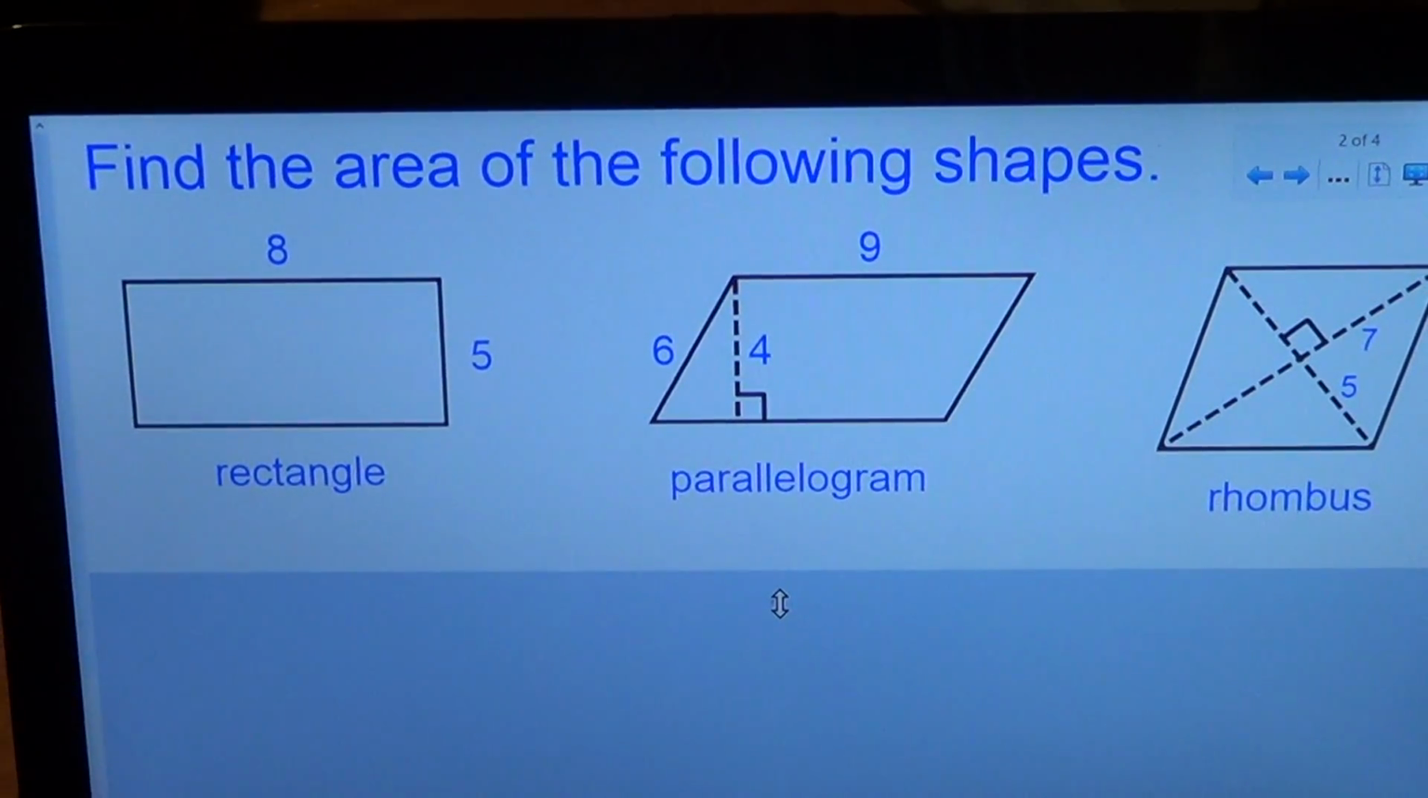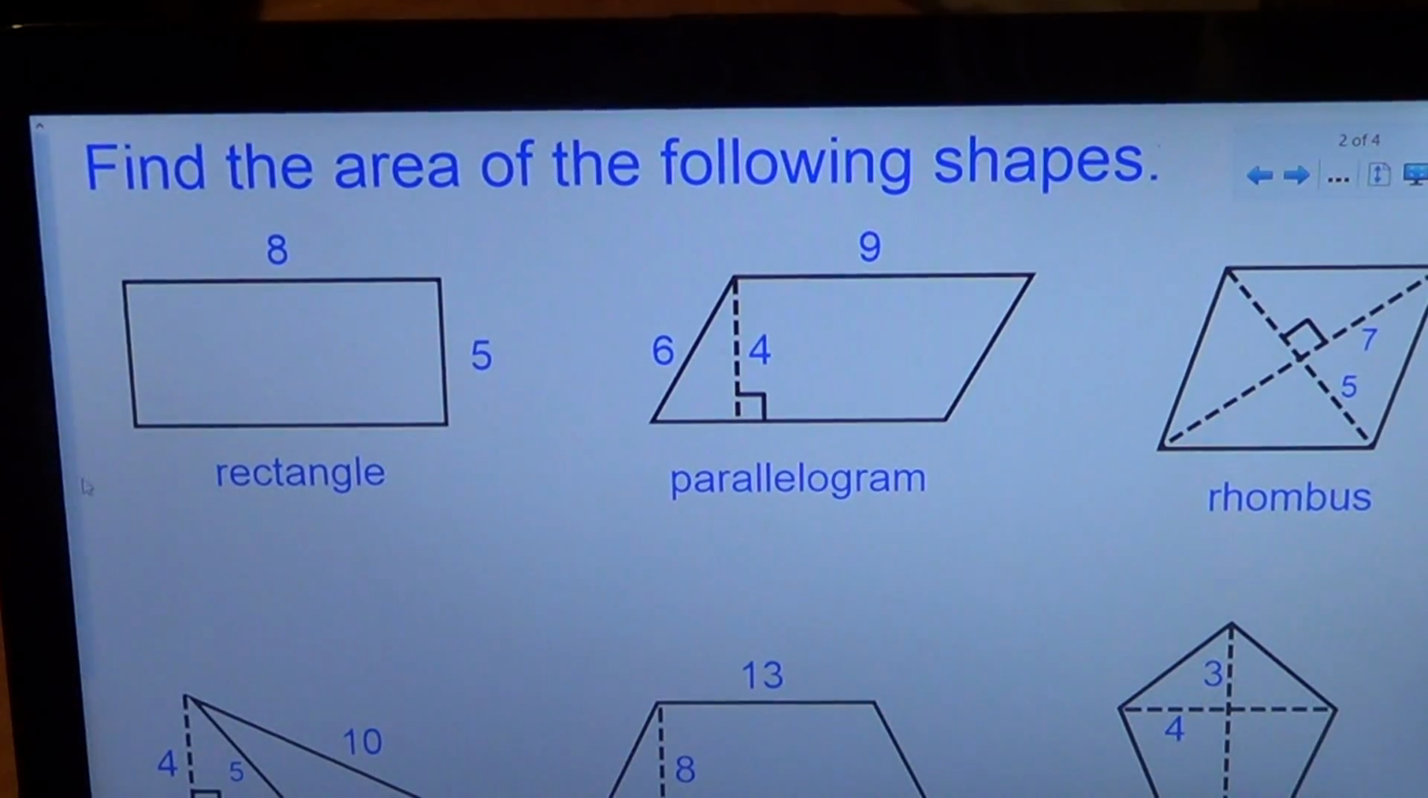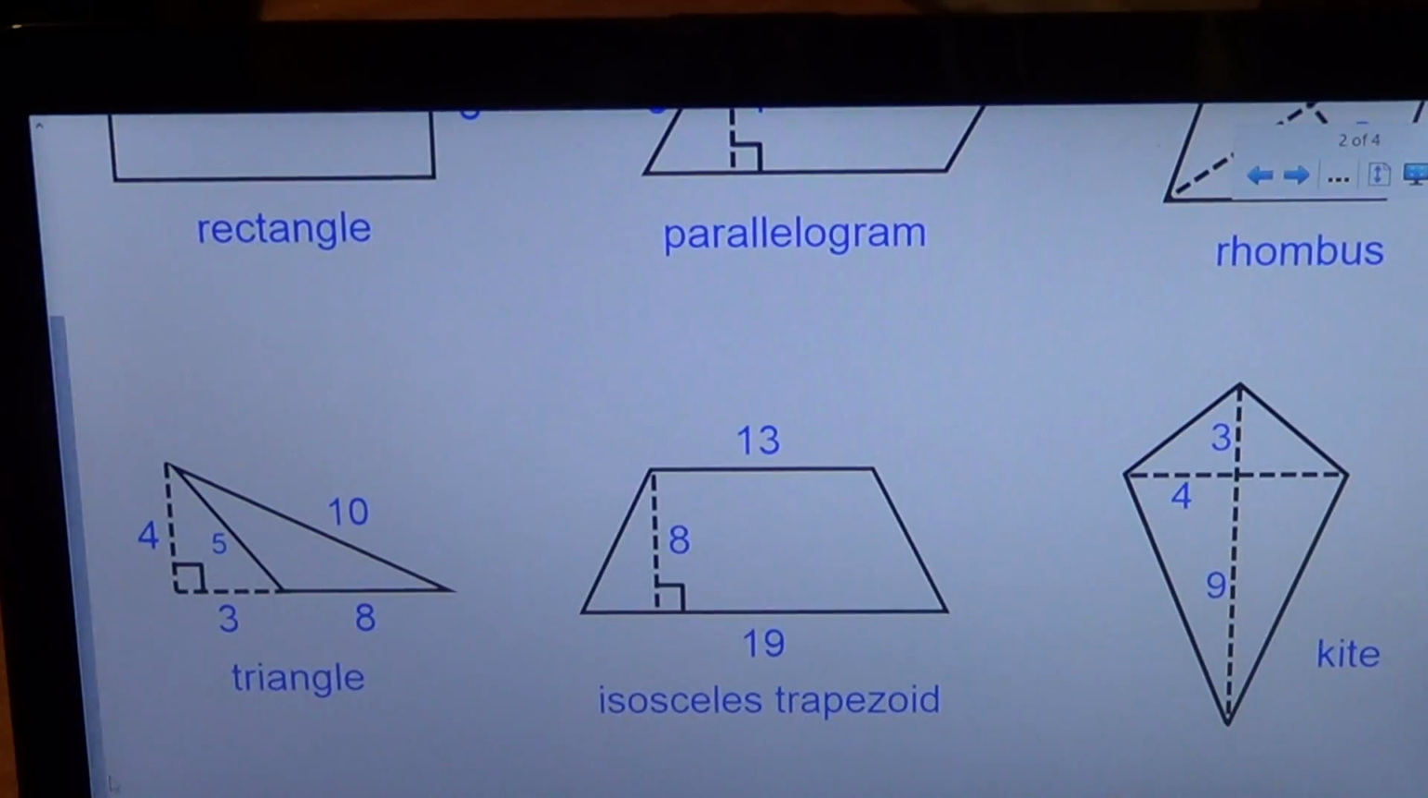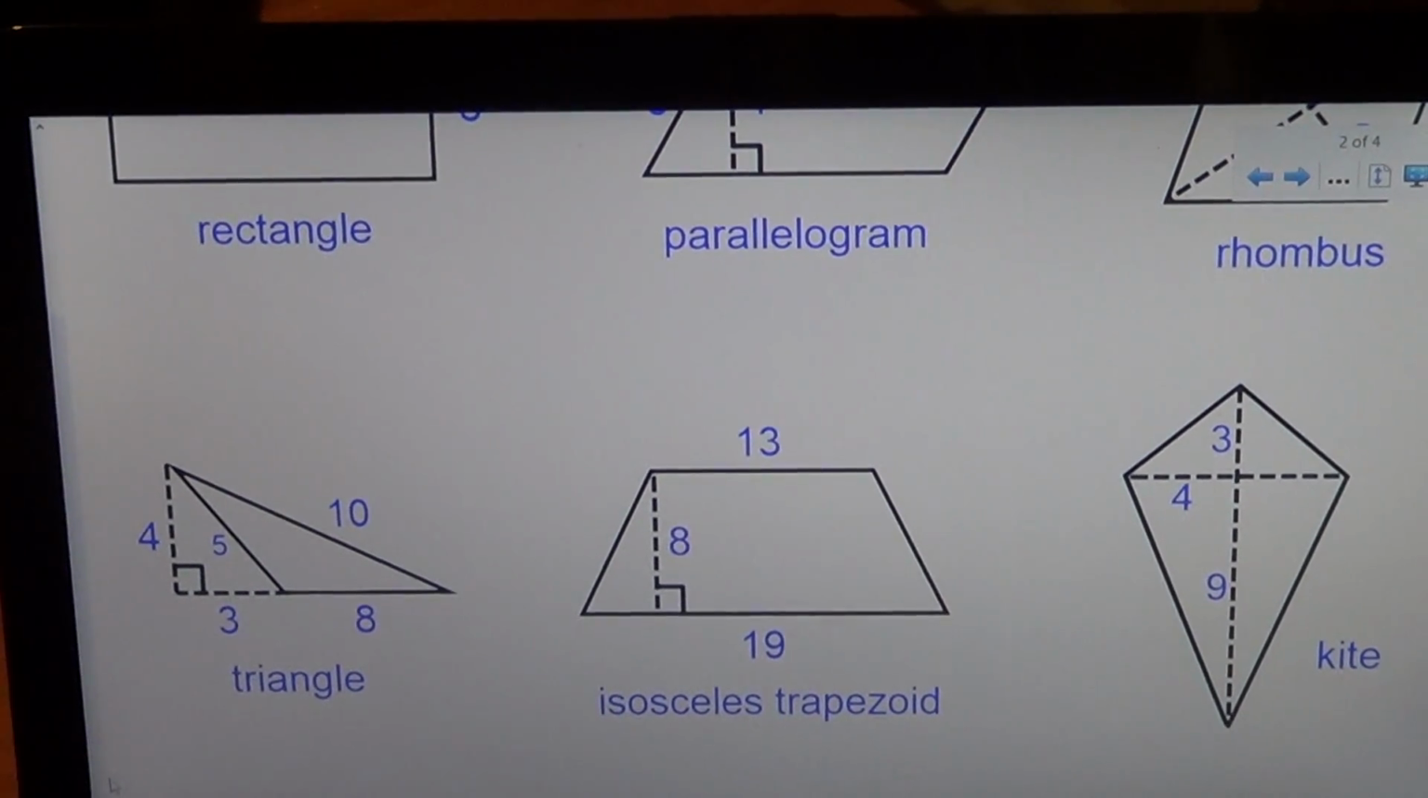We have 3 more shapes. We got a triangle there in the bottom left. Got an isosceles trapezoid and a kite. Okay, so go ahead and copy those down and find their areas real quick and then come back. Pause the video, do that work, come back real quick. Alrighty, you should have paused that by now. You should have all copied all those down. If you haven't copied them down and done them, do them real fast.